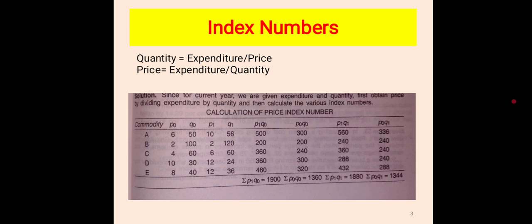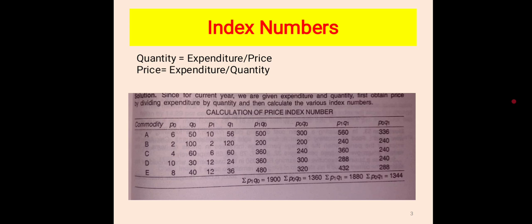Calculation of price index numbers: commodities A, B, C, D, E are taken in the table. We write down, based on the question, P0, Q0, P1, Q1. P0: A is 6, B is 2, C is 4, D is 10, E is 8. Q0: A is 50, B is 100, C is 60, D is 30, E is 40. The next, P1 and Q1, relate to the current year. P1: A is 10, B is 2, C is 6, D is 12, E is 12. Under Q1: A is 56, B is 120, C is 60, D is 24, E is 36.